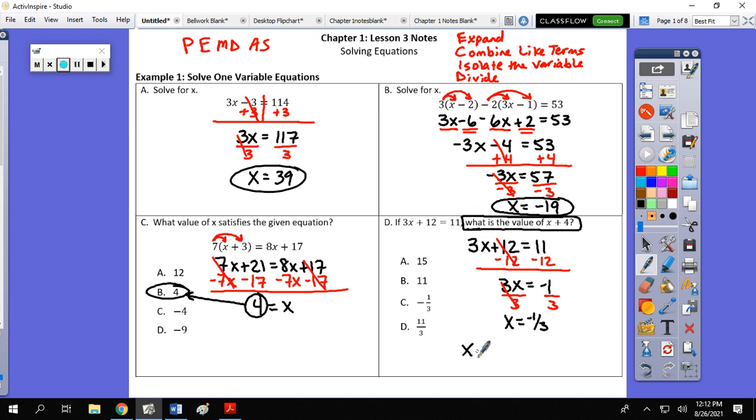So we need to take that value of negative 1/3 and plug it into that expression, negative 1/3 plus 4. Well, negative 1/3 plus 4 would be 11/3, because 4 is 12/3. 12/3 minus 1/3 is 11/3. So x plus 4 would be 11/3. The correct answer would be D.